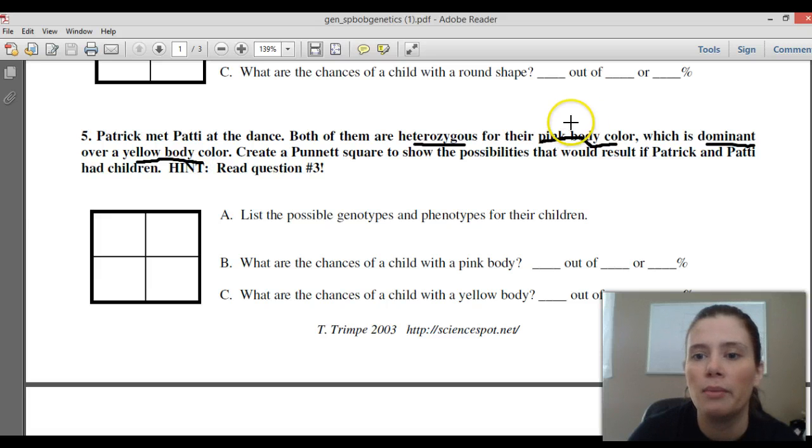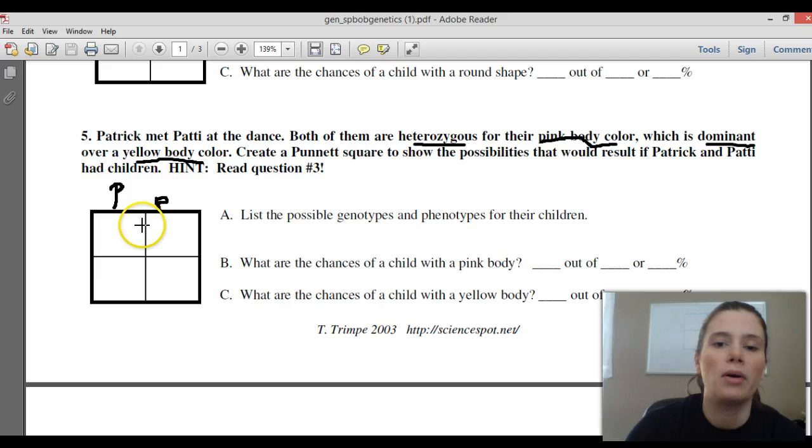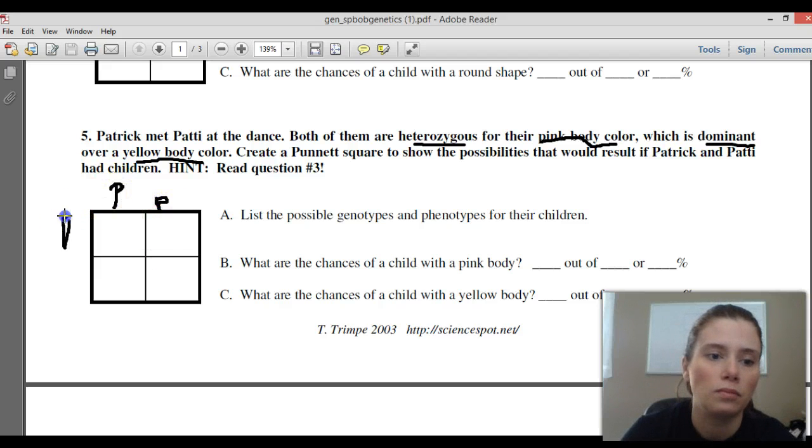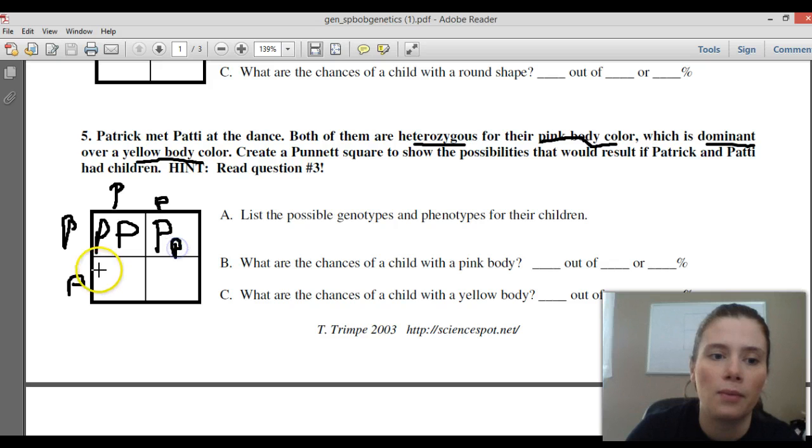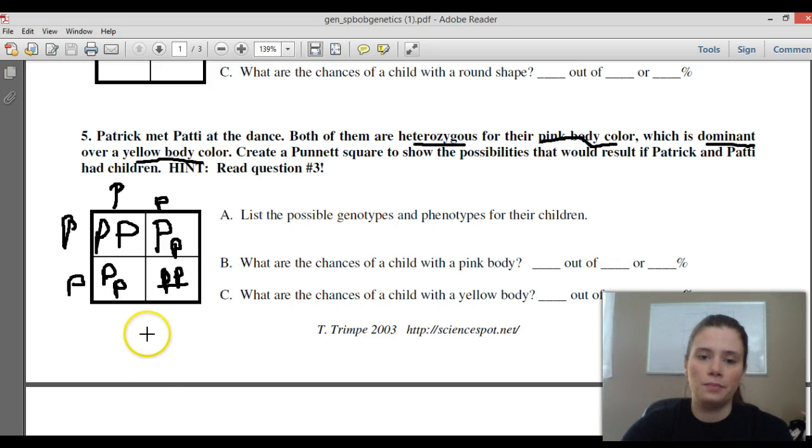Okay, so that would mean that they're both big P, little p, because they're heterozygous and they display a dominant trait. So then we cross them, and we're going to take from the top and the side, big P, big P. And then here we have big P, little p. We have big P, little p, and little p, little p. I'll just put that down like that so you know those are little p's.